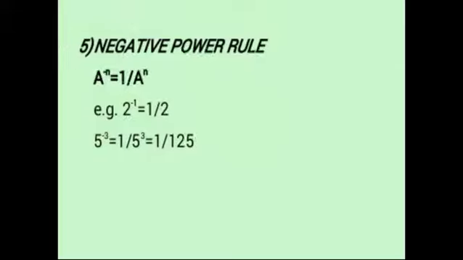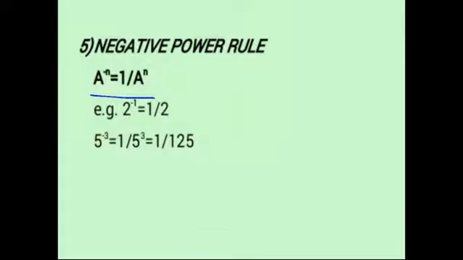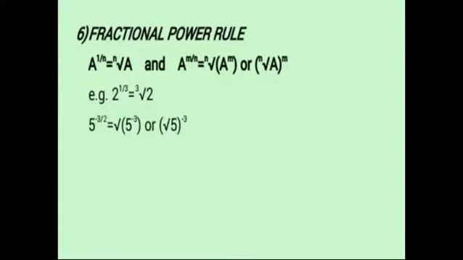We saw this rule when we talked about the subtraction rule, where we had that 1 all over a raised to the power of n is equal to a raised to the power of minus n. So just reverting it, that's what this rule represents. That you have a raised to the power of minus n is equal to 1 all over a raised to the power of n.